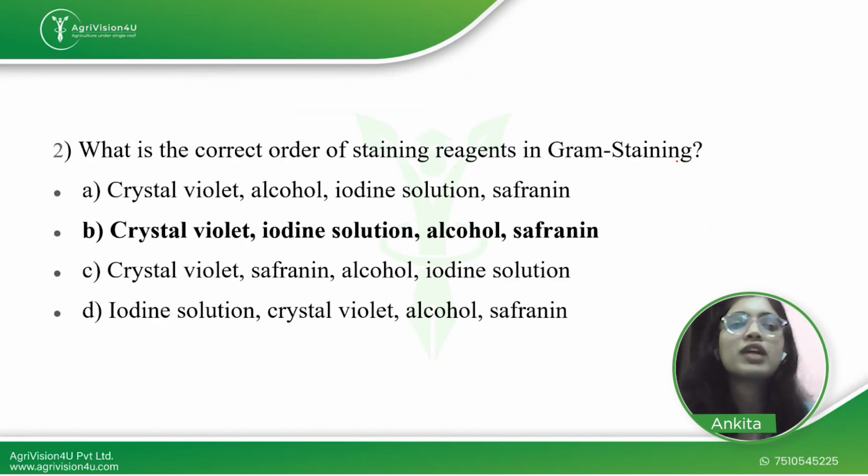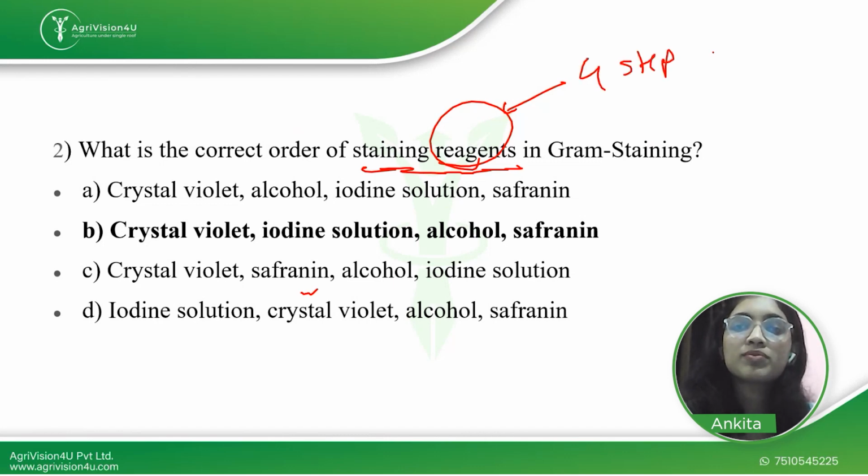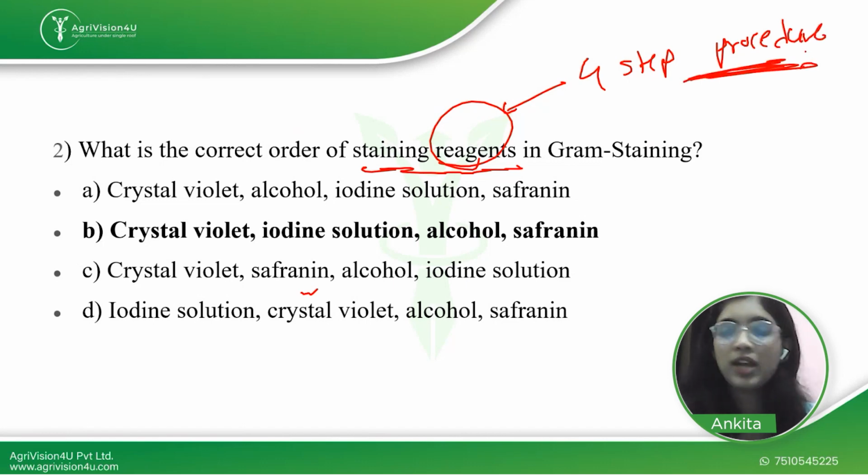Now the second type of question that can be there is: what is the correct order of the staining reagents in the gram staining technique? See, they have asked about the reagents. If you want to arrange the sequence of the reagents, the first thing you should be clear with is the procedure, the four-step procedure. Unless you are clear with the procedure, you are unable to solve this question. And this is nothing but a PYQ, that is, a previous year GATE question.